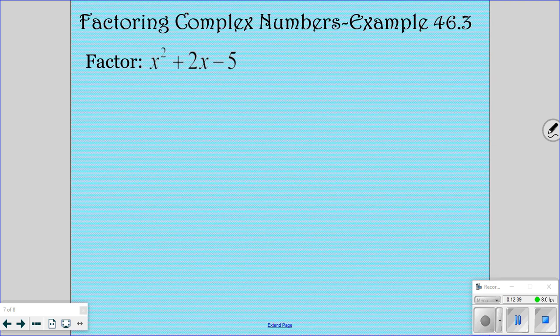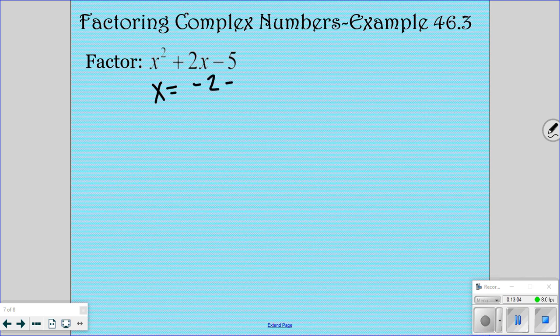We want to factor x squared plus 2x minus 5. And it doesn't tell us over the complex numbers, so maybe this factors as normal. But if you check, nothing multiplies to give you 5 and adds to give you 2. So we're going to have to use the quadratic formula to find our x values.